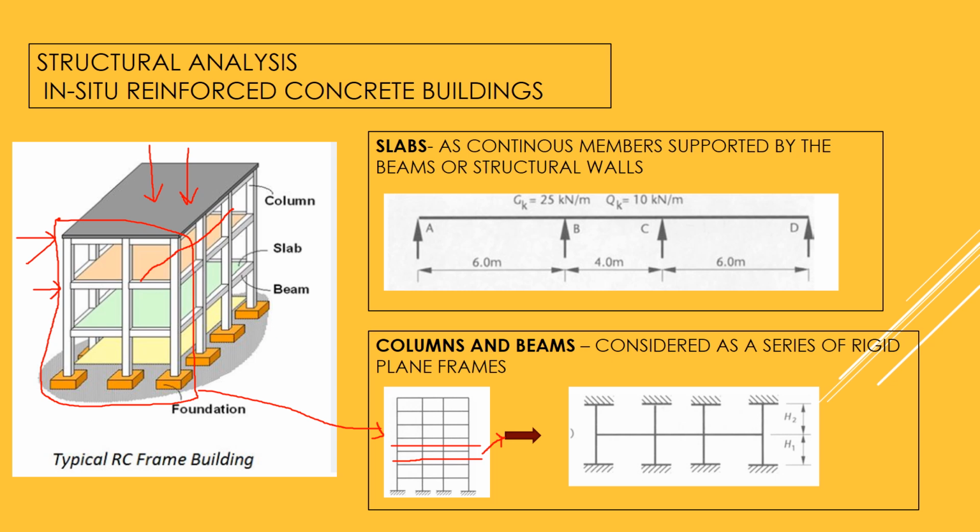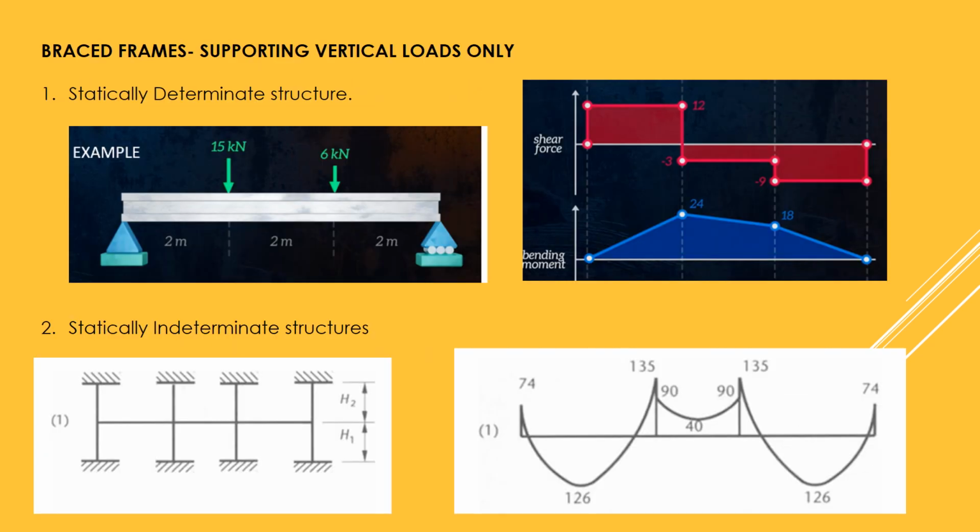Now, when we take these frames, there are two types. One is braced frames. Braced frames support only vertical loads. As we said earlier, these structures support vertical loads and lateral loads. But braced frames support only vertical loads because there are other strong elements like shear walls and other structures to resist the lateral loads.